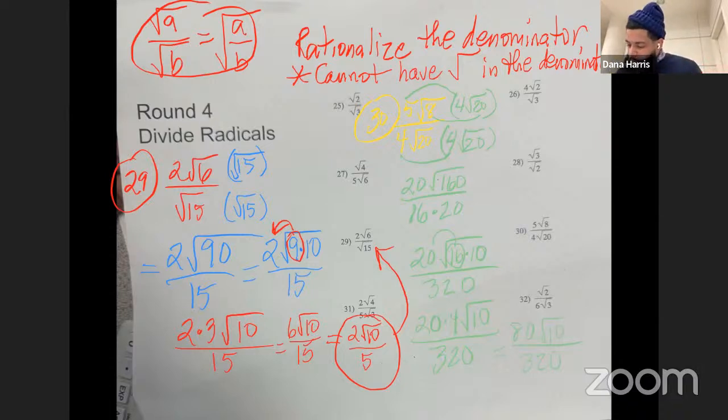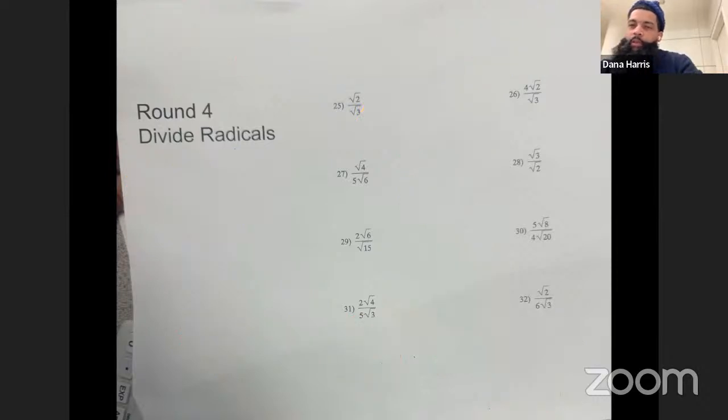So 80 over 320. So now we can divide both of those by 80. 80 divided by 80 is 1, and 320 divided by 80 is 4. So we end up with square root of 10 over 4. All right, 2 more. And that yellow's kind of bright. Let's see, 31.